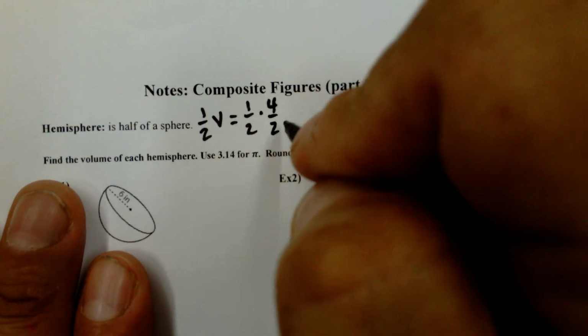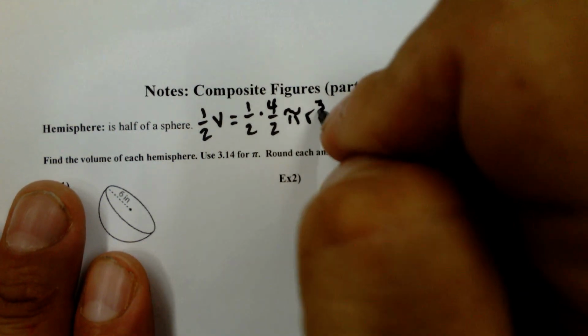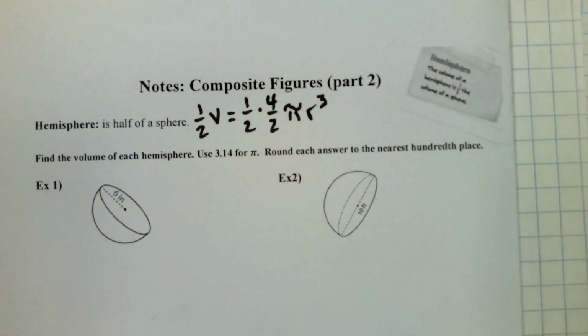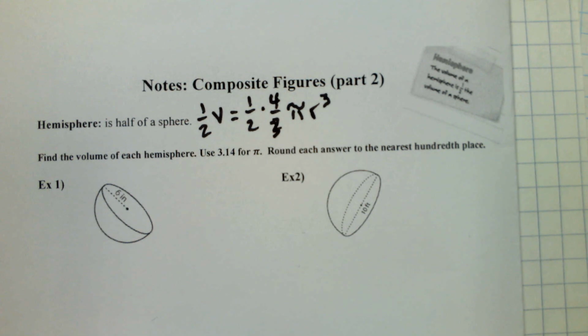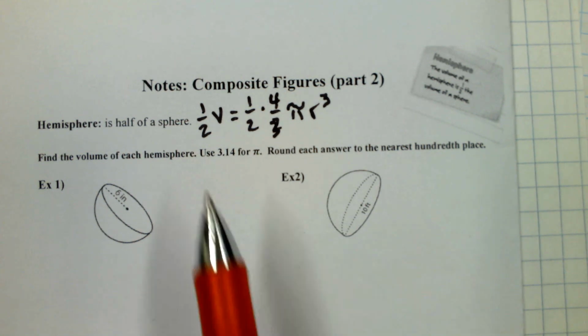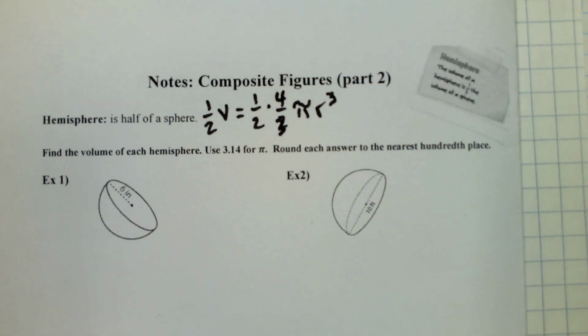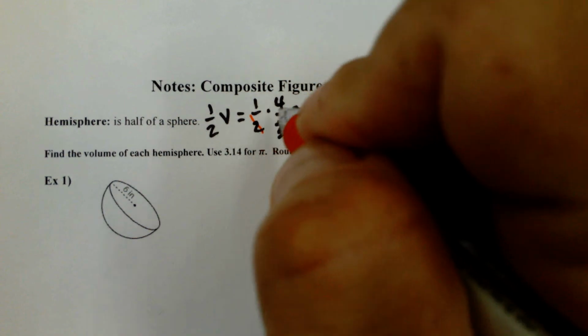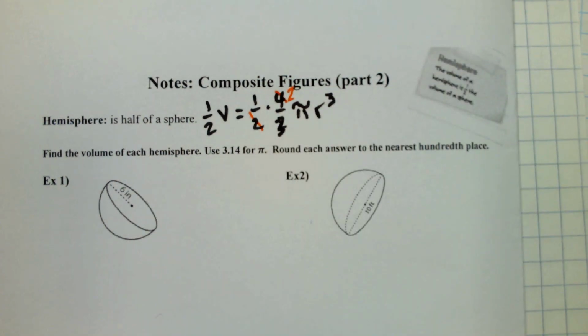4/3 pi radius cubed. Huh? 4/3, because we want the sphere. Thank you for catching that. So I'm doing half the volume of the actual sphere, 4/3 pi r cubed. So let's just do a little reduction, and we get the actual volume for the hemisphere.